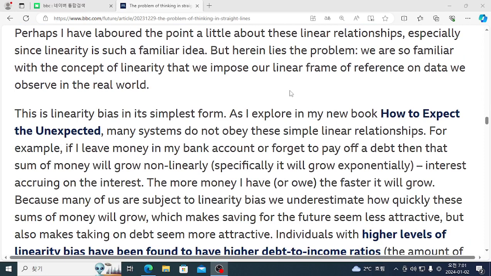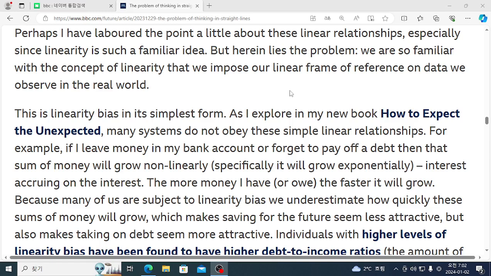These linear relationships are especially familiar, since linearity is such a familiar idea. But herein lies the problem. We are so familiar with the concept of linearity that we impose our linear frame of reference on data we observe in the real world. This is linearity bias in its simplest form, as I explore in my book How to Expect the Unexpected.